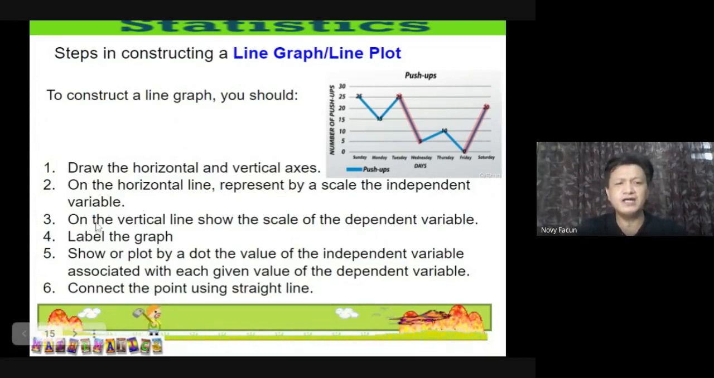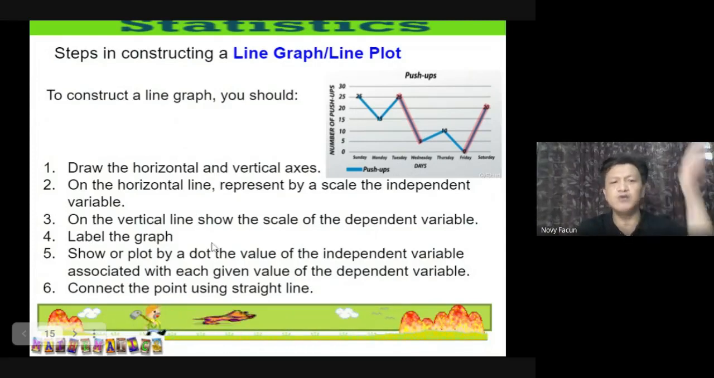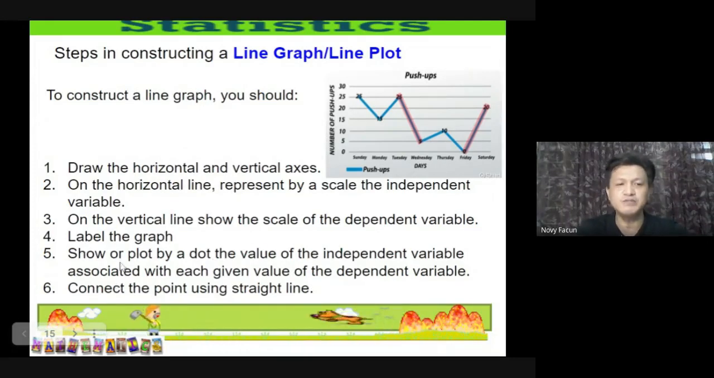Next, number 3 step. On the vertical line, show the scale of the dependent variable. Yun yung number of students natin, or we call that the frequency. And then label the graph, show or plot by dot the value of the independent variable. Ipa-plot natin yan, associated with each given value of the dependent variable. Then i-connect na natin yung points using the straight line, yun yung line segment.